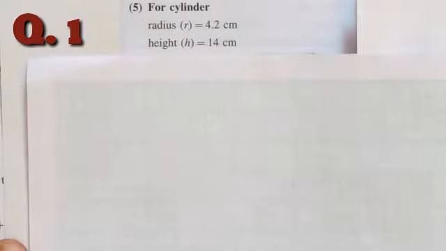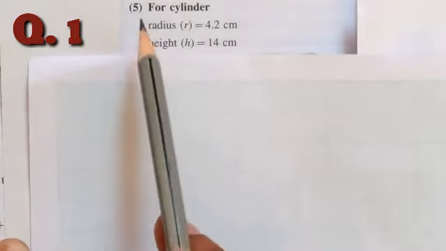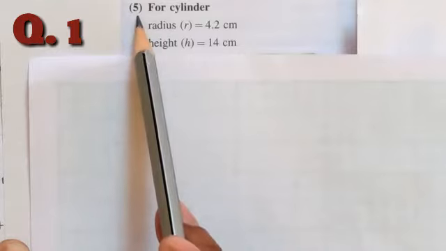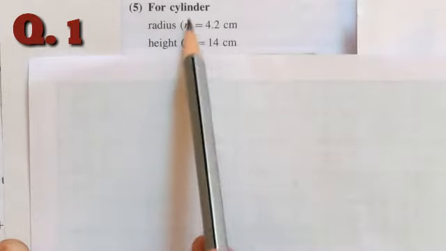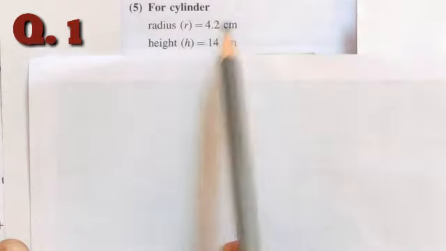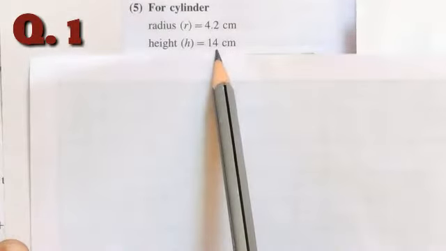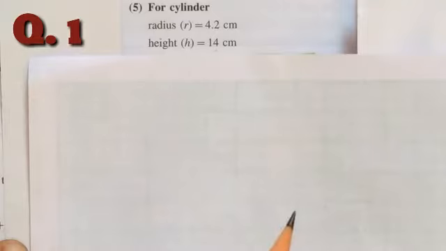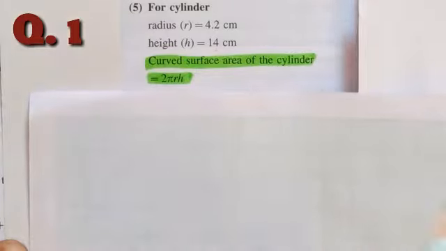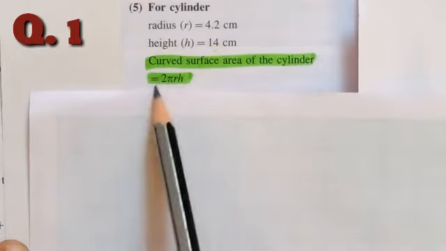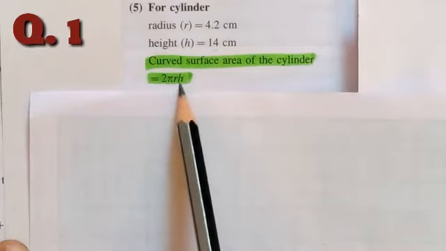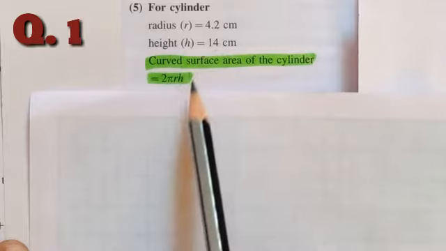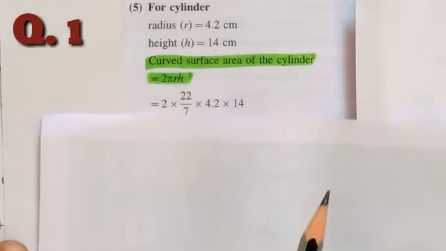Let's take one more example from question number 1. Here the last question, it means question number 5, is that the radius of the cylinder is 4.2 centimeter and its height is 14 centimeter. As a decimal number is there, but don't worry, it's very easy. Let's write the curved surface area of cylinder is equal to 2 pi rh. This is nothing but the formula. Let's put the values into the formula.